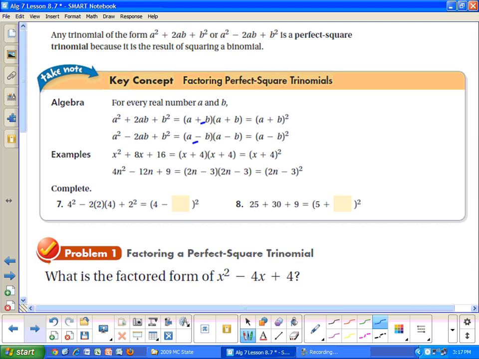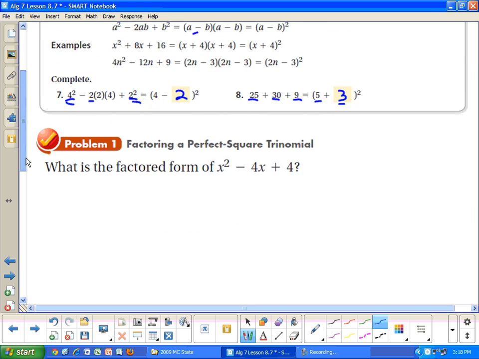And so if we have something like this, this is a number squared, this is a number squared, and this middle number is twice what we have here and here. So then this would just be 4 minus 2 squared. Here we have 5 squared and 3 squared, so we'll put a 3 there, and then this number should be this times 2. All right, so we're going to use these ideas to factor these.